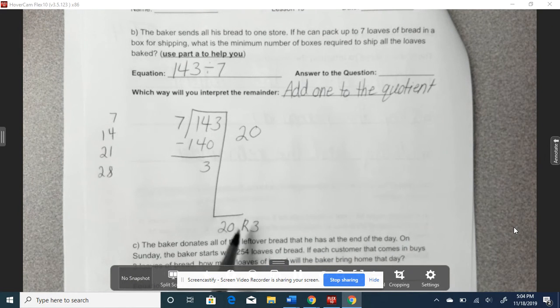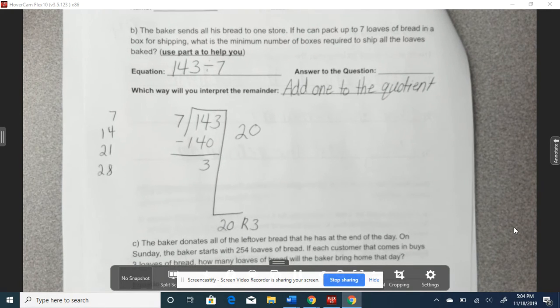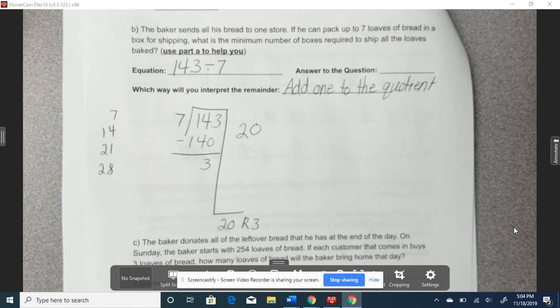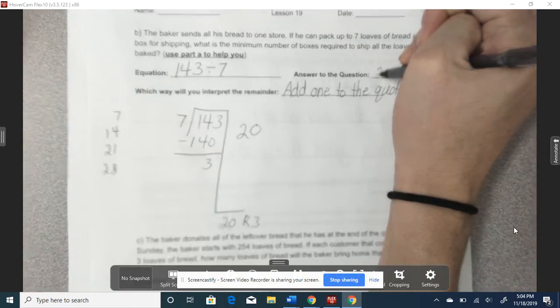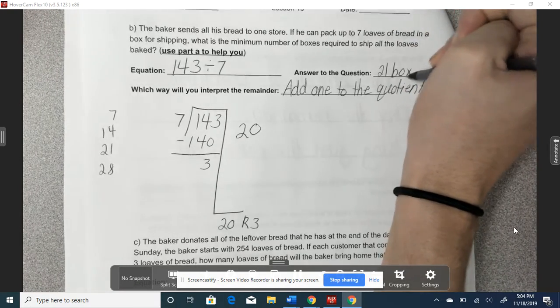This right here is telling us that we need 20 boxes, but there's going to be 3 loaves of bread left over. Well, we're not just going to throw those loaves of bread away. We're not going to ship them without a box because then they get all dirty. We need a whole other box to include them. So we have 20 boxes, plus the other box for the 3 loaves. That's a total of 21 boxes that we need. So the answer to the question is 21 boxes.